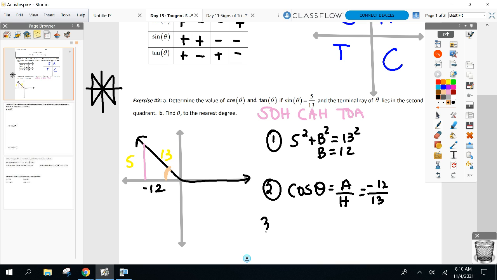All right, something a little new, not too new. Now I want to introduce tangent. How do you find tangent according to SOHCAHTOA? Opposite side over adjacent. You have both of them.